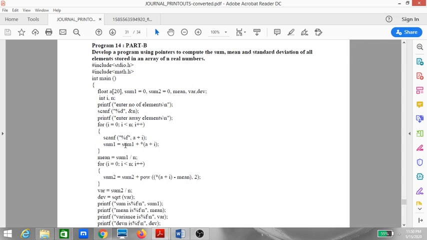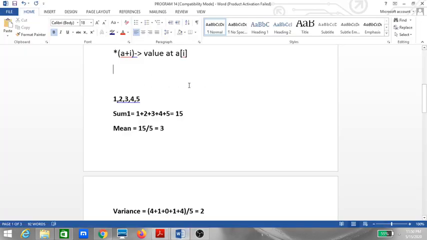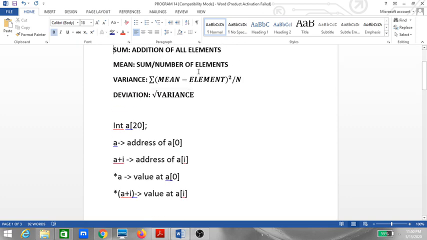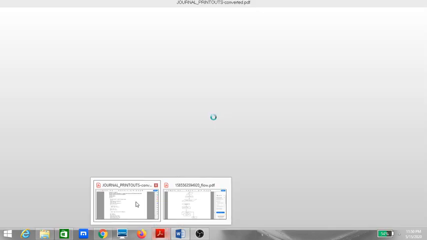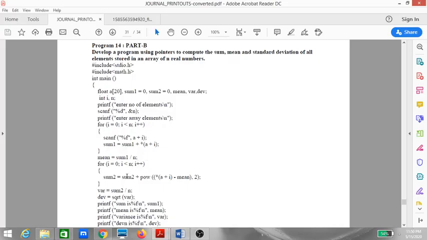Now I have to calculate the variance. How do I calculate the variance? What is the formula for variance? Summation of the square of mean minus the element, divided by n. First I have to calculate the numerator. The numerator part we are calculating here. So sum 2 is initially 0. Sum 2 plus power of, again this is constant. Whatever for loop we have used here, the same for loop is coming here. The constraints are also constant.